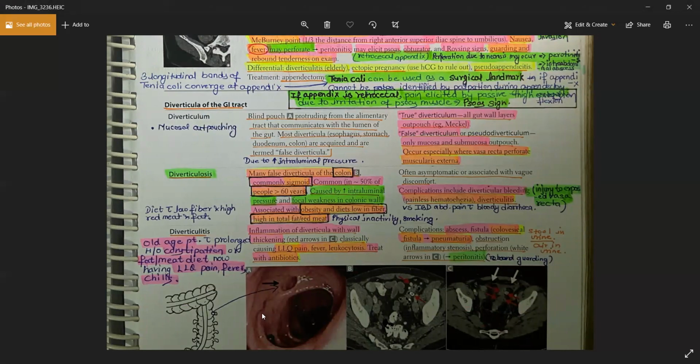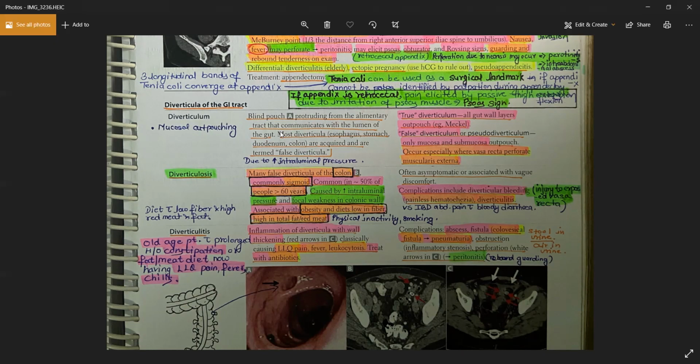Yes. So now comes the diverticula of the GI tract. So what is a diverticula? Diverticula is the pouching from the GI tract. Any kind of pouch that is formed from the GI tract, we will call a diverticula. So a blind pouch which is protruding from the alimentary tract, or I can say the GI tract, that communicates with the lumen of the gut. It must communicate with the lumen of the gut.